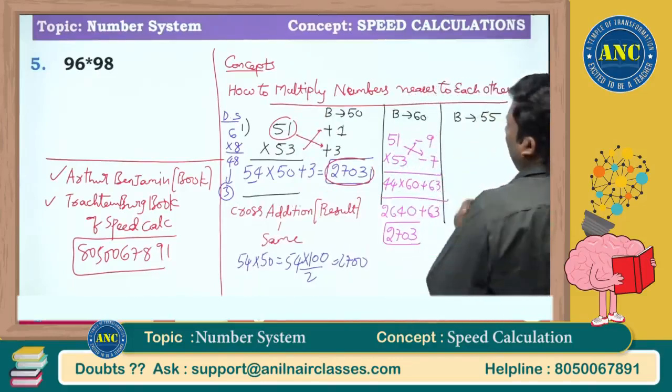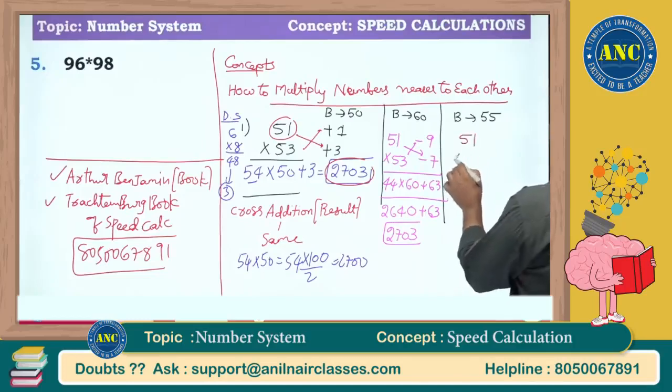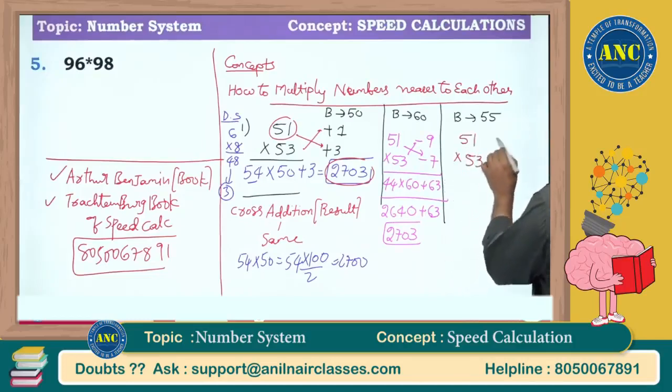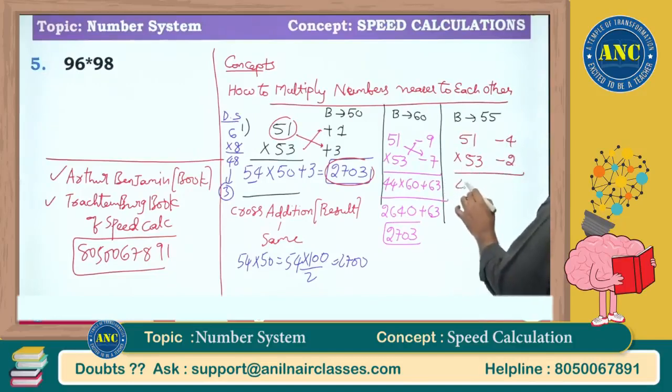Can I do 55? 51 into 53. 51 is 4 less than 55. 53 is 2 less than 55. It is 49 into 55 plus 8. If you solve it also, that also will give you the same answer.